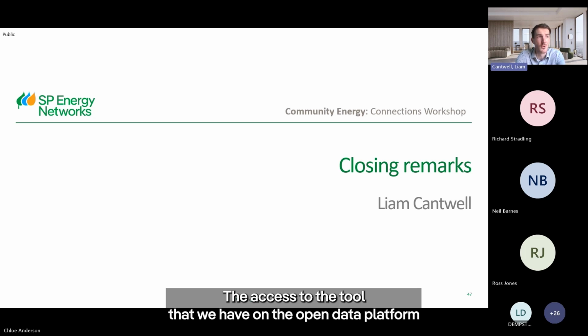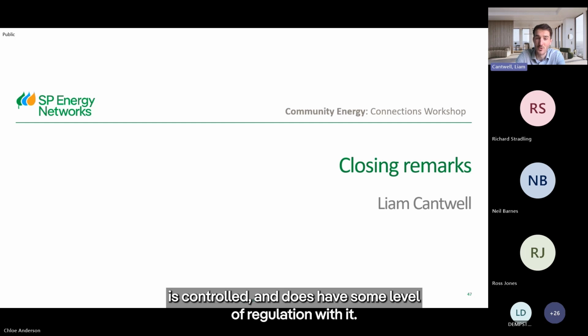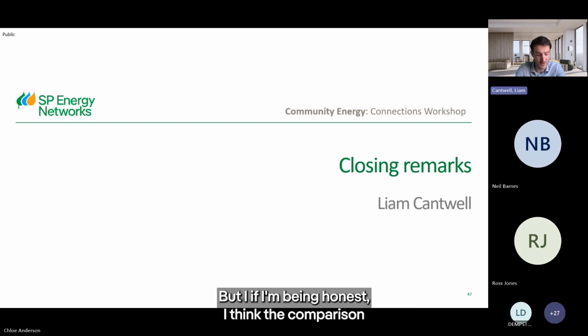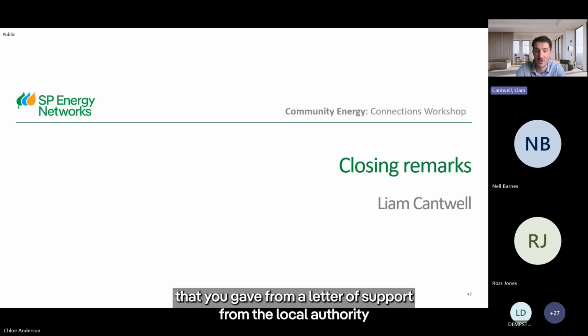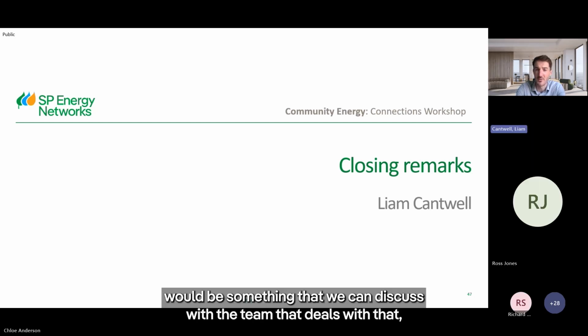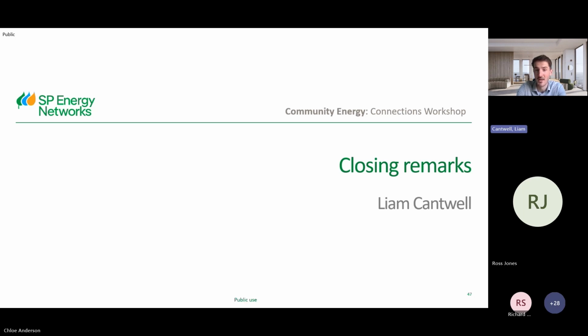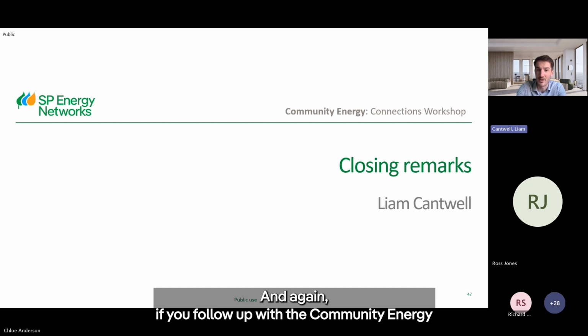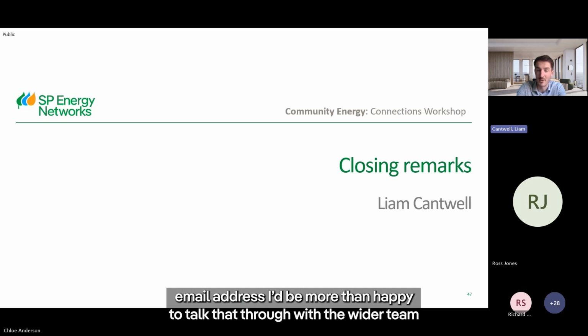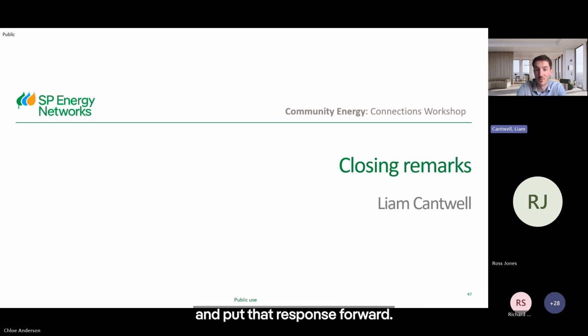The access to the tool that we have on the open data platform is controlled and does have some level of regulation with it. But if I'm being honest, I think the comparison that you gave from a letter of support from the local authority would be something that we can discuss with the team that deals with that. The team that does deal with that are known as the Strategic Optimization Team. And again, if you follow up with the Community Energy email address, I'd be more than happy to talk that through with the wider team and put that response forward.